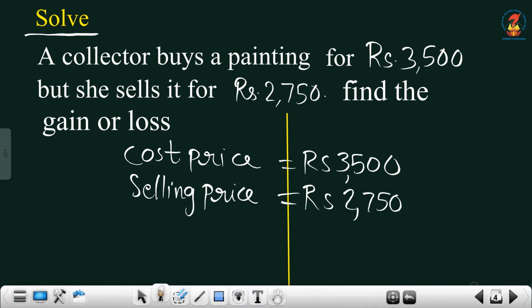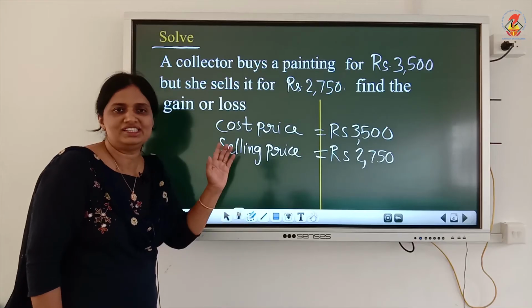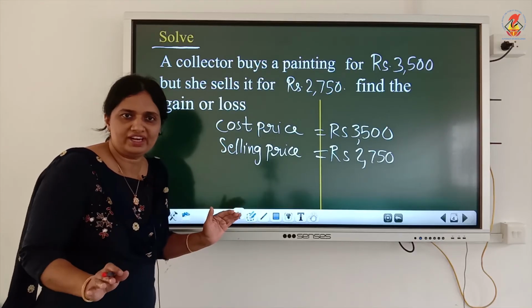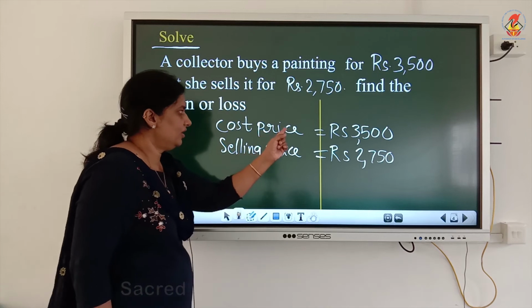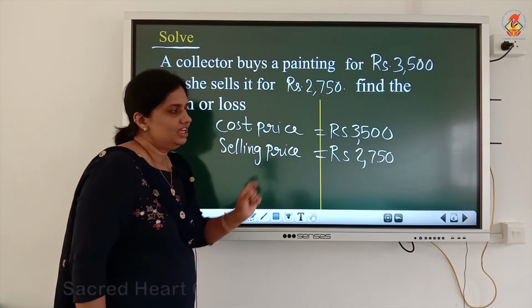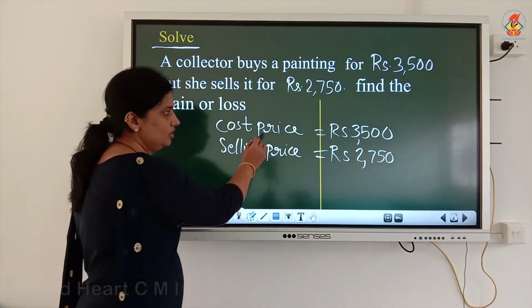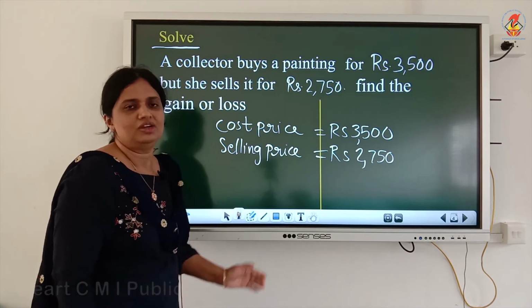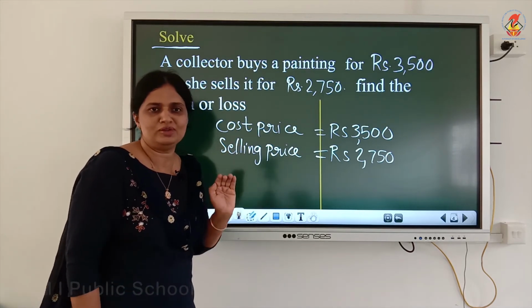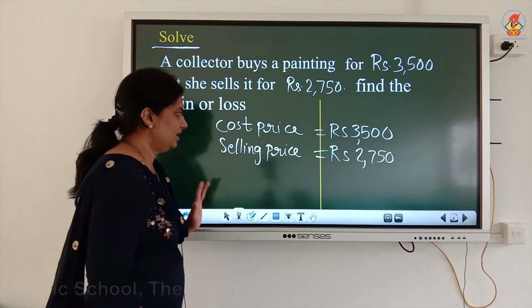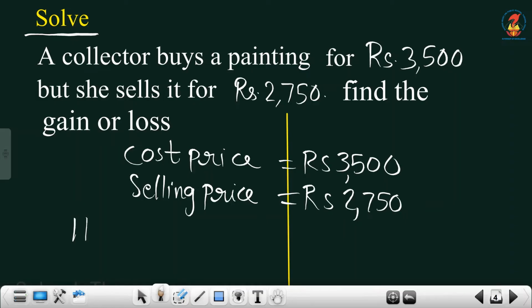Profit is known as gain. That is profit or loss. Here we need to compare which and which, cost price and selling price only. You know what's the reason? There is no overheads. So we need to compare only this and this. Here which one is higher? Cost price is higher. Cost price is higher means loss or profit? That is loss only.